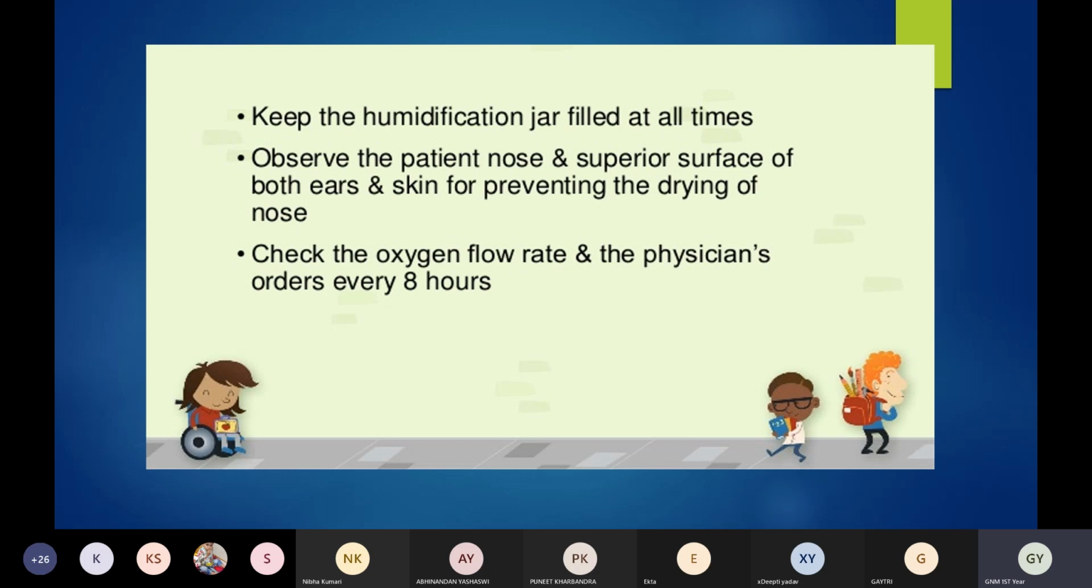And in between, the patient's condition also has to be checked. Check the mental status, whether the patient is alert or not. Okay, we have to check for any redness in the skin. We have to check for cyanosis: the patient should not be blue in color, should be pink. Okay, all this has to be checked.